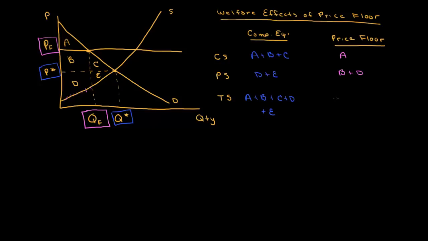So total surplus when we have a price floor in effect is going to be areas A, B, and D. And once again, when you compare the two different systems, what we see is that we end up losing areas C and E whenever we impose the price floor. And so we refer to areas C and E, those lost areas, as the deadweight loss, surplus that goes unrealized because we have unrealized gains from trade.